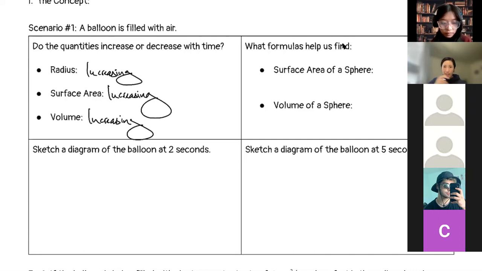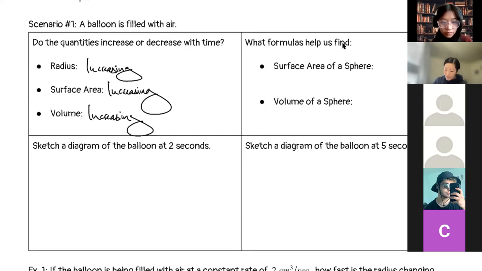And so what I'd like to do is this, actually. Let's sketch a diagram of the balloon at 2 seconds, and then separately, let's sketch the diagram of the balloon at 5 seconds, all right? So if you can annotate on the screen, go ahead and do that. Pick a corner of the box and draw your balloon, what you think it is at 2 seconds, what you think it might be at 5 seconds.